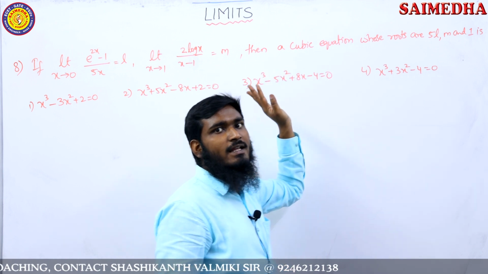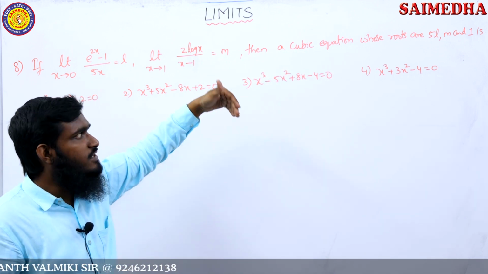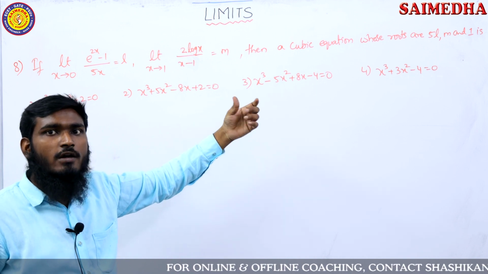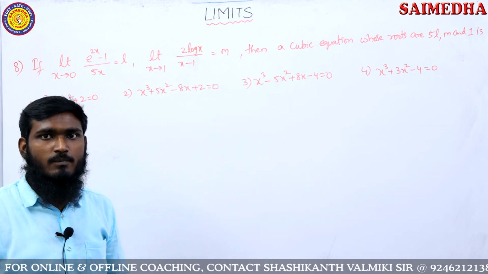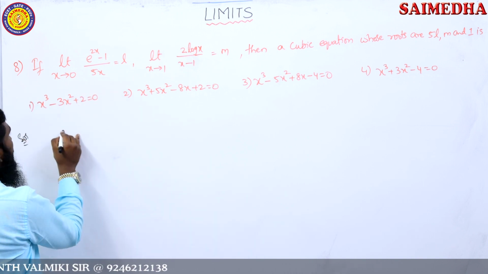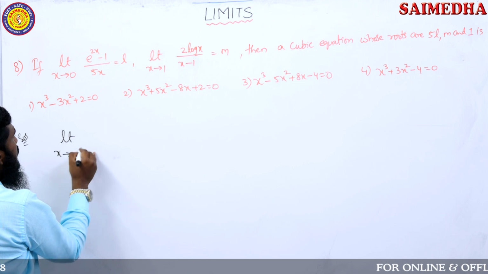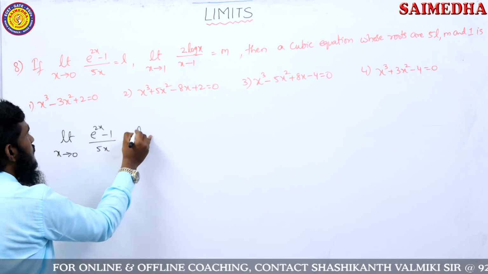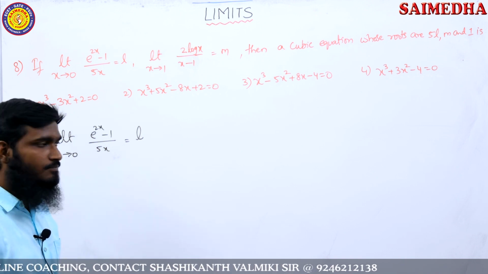So first we find the values of L and m, and substitute them in that part. After substituting we will get the roots. With those roots we have to make the cubic equation. Understood? Now first we are going to solve this part. The first one is limit x tends to 0, (e power 2x minus 1) divided by 5x, is equal to L, as given.